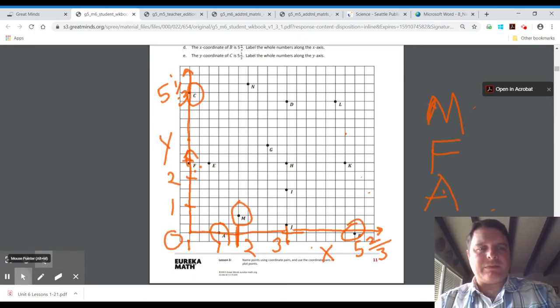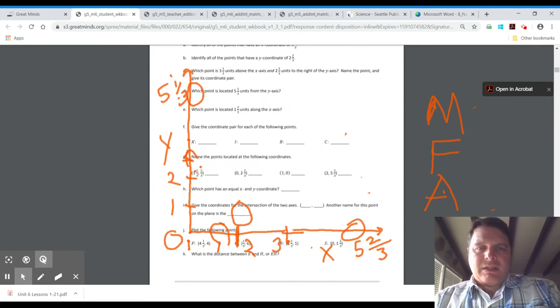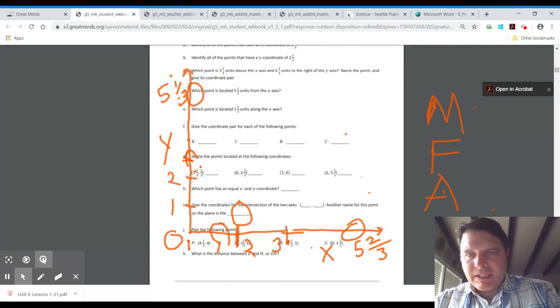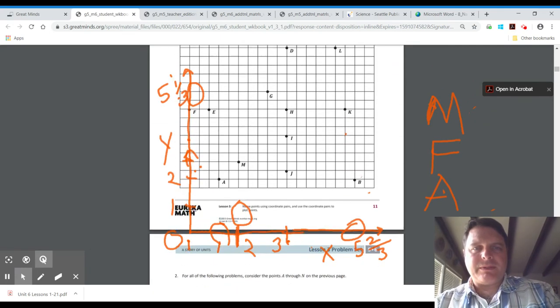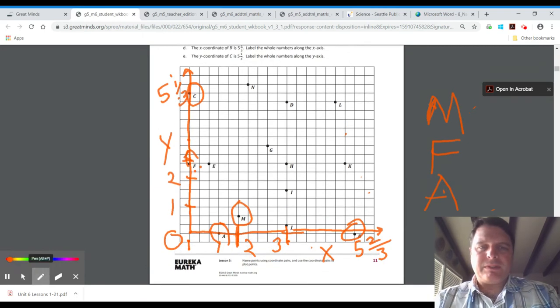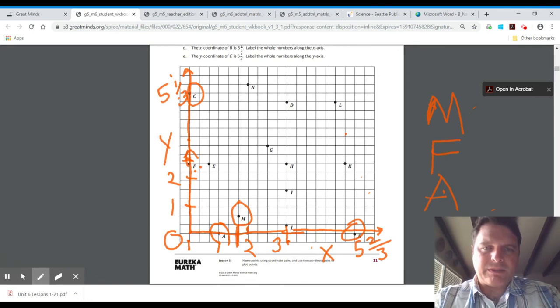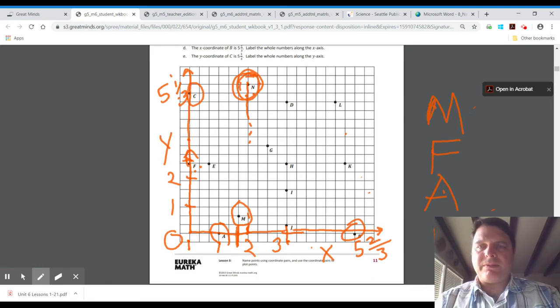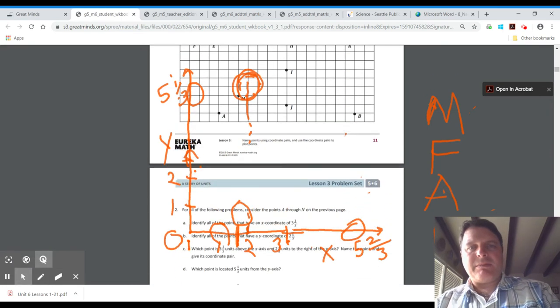Okay, and the last one is going to be 2 and 5 2/3. So let's see. 2, which is right here. There's 2, so let's follow it up. And 5 2/3, which brings us to N. So the answers to those four are M, F, A, and N in that order.